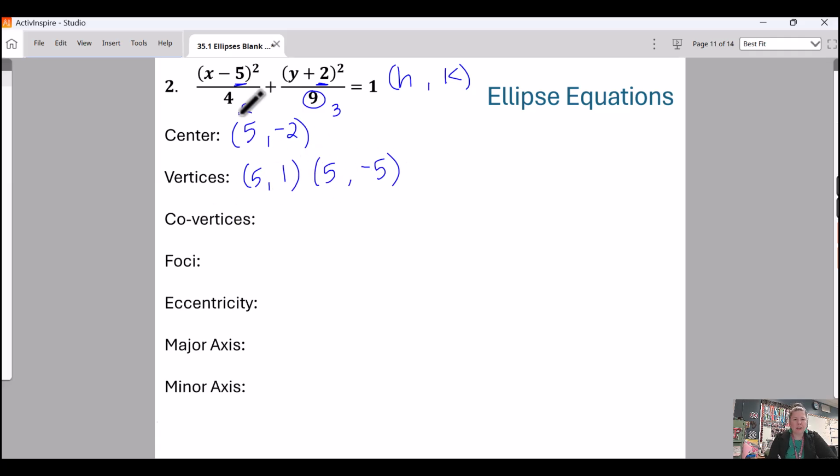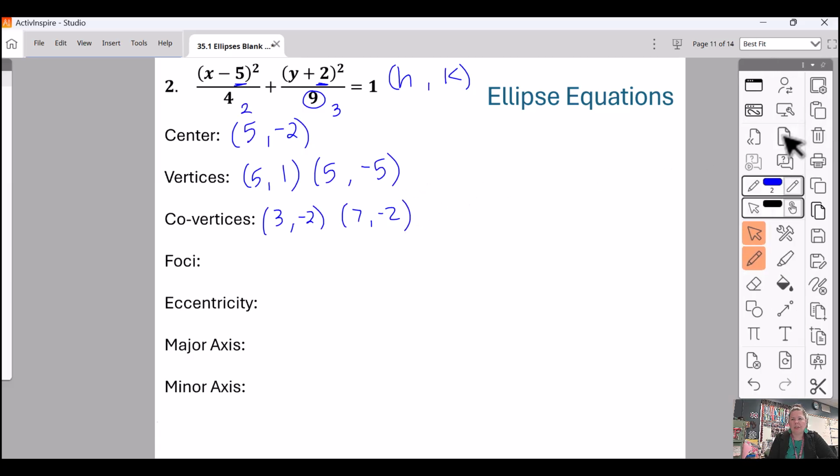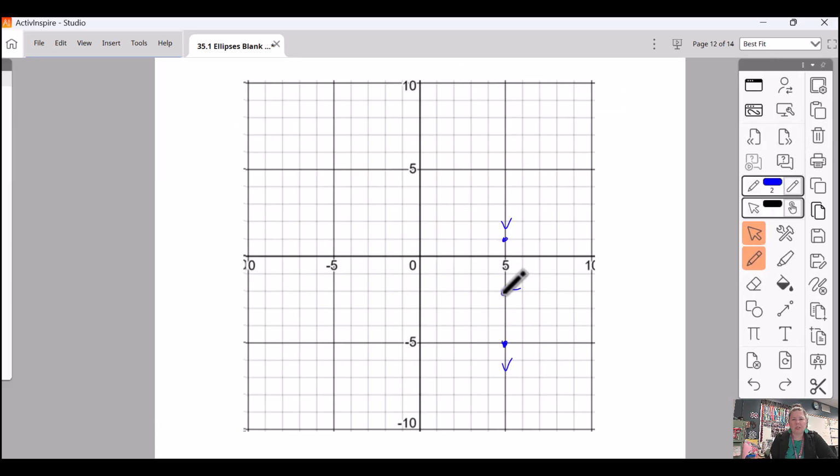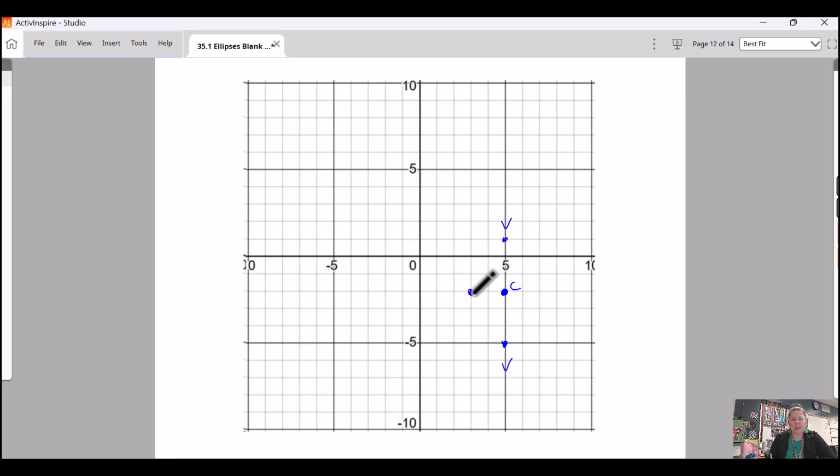The co-vertices are going to go the other direction, so these are going to be my x values. I'm starting at 5, and I'm going to add 2, and I'm going to subtract 2. So this is going to be 3, -2, so 5 minus 2, and 5 plus 2, so 7, -2. We can graph those points as well. I'm going 2 spaces to the left, that's 3, -2, and 7, -2. This is a co-vertex and a co-vertex.